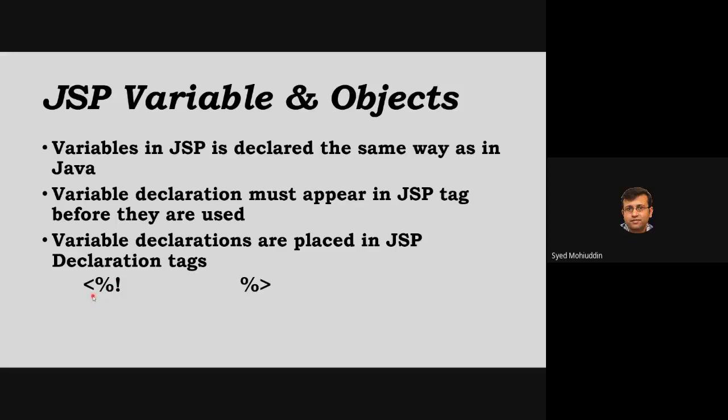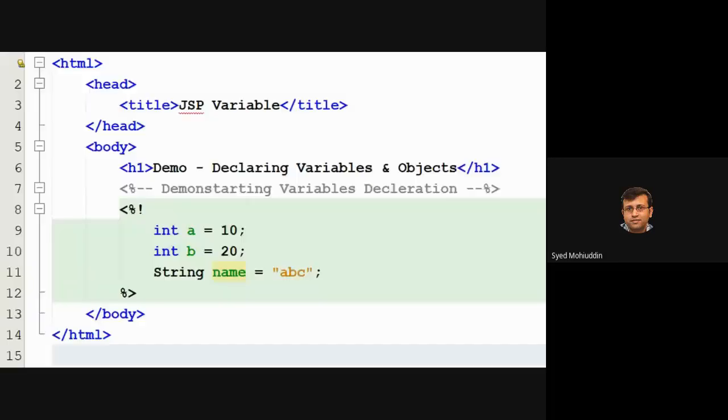Now this declaration tag, we have talked about it in the last class. That is, it opens with angle bracket, percentage and the exclamation mark. This is not a hard and fast rule that the variables have to be declared in the declaration tag itself. Variables can be declared anywhere, even in scriptlets you can declare variables, but these variables have to be declared before their use. Now let us see an example with respect to declaring variables.